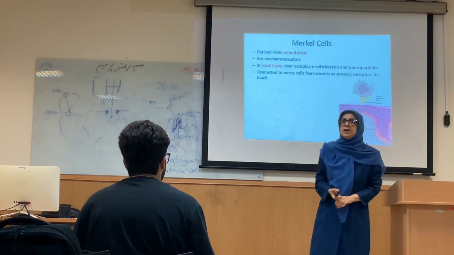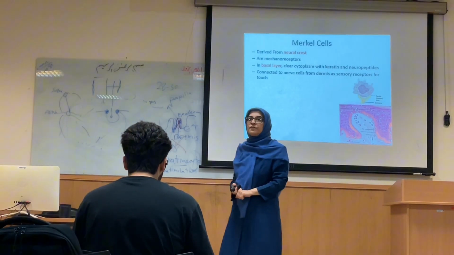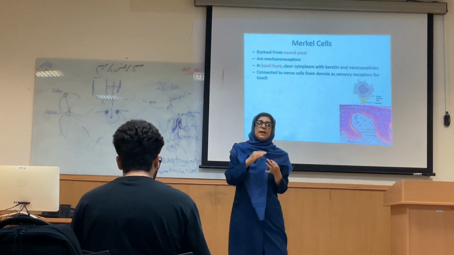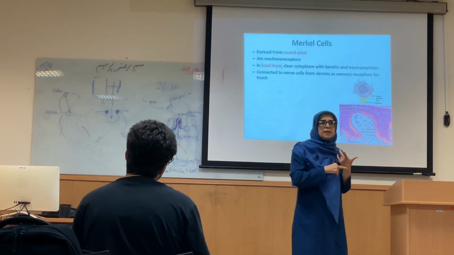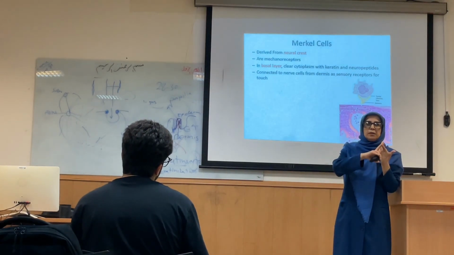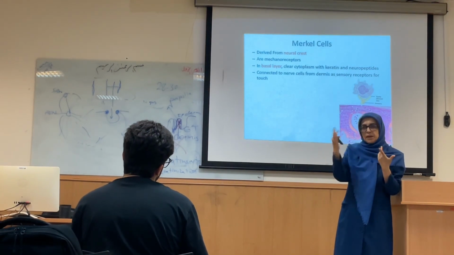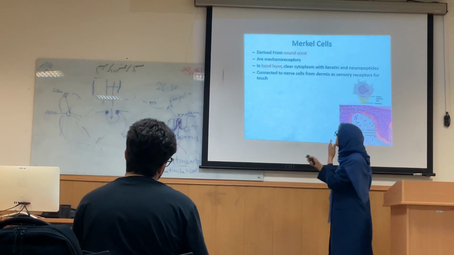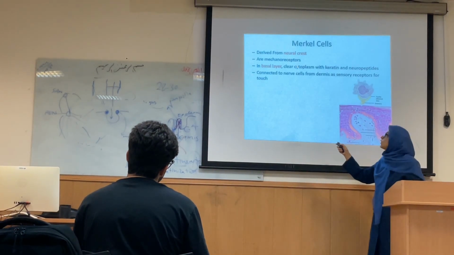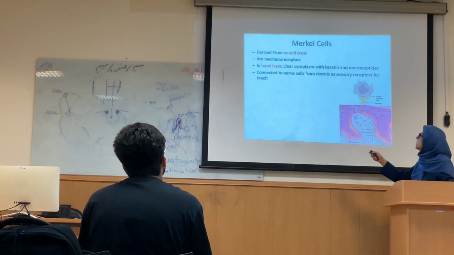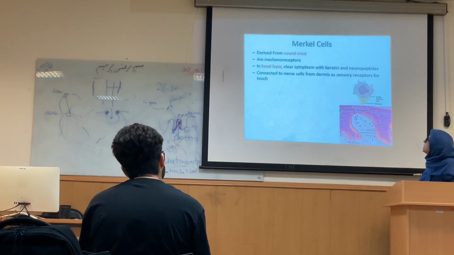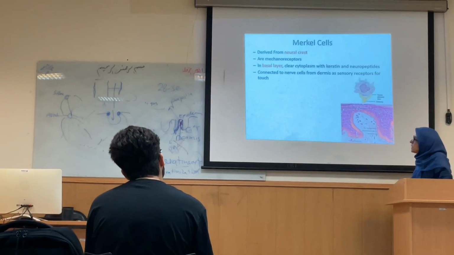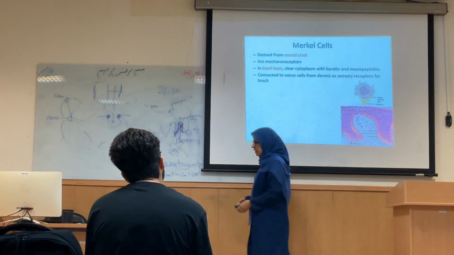Another question: which of the cells derive from bone marrow? Keratinocyte, Merkel cell, Langerhans cells, or melanocyte? Langerhans cells. Or maybe another question about the neural crest cells: they are the mechanoreceptors for light touch, are in the basal layer, and also include ciliary cytoplasm that acts as a sensory for touch.